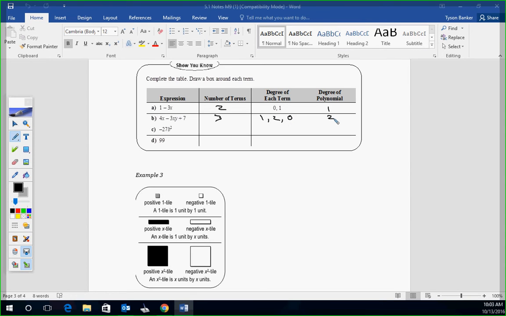Why is it 2? It's an x and a y to the 1. These are both 1s. We add those. Number of terms, 1. Degree of each term, just one of them is 2, so it's a 2. One term, degree 0. 0 for constant. All right. Questions, concerns?